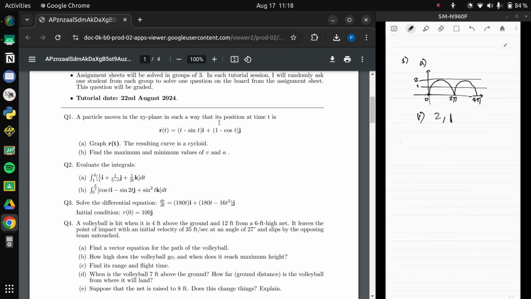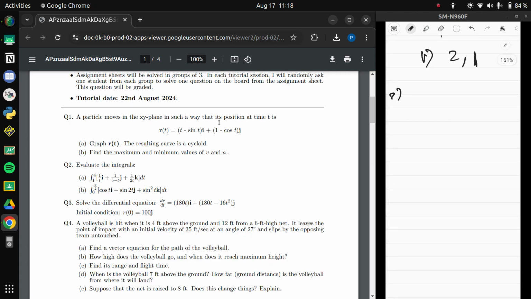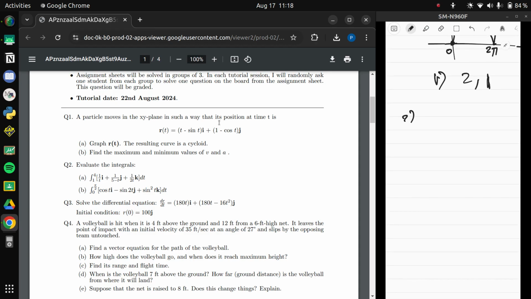Second question. The second question is evaluate this integral. So it's just 1 upon t, so just natural log of t from 1 to 4. So it's natural log of 4.